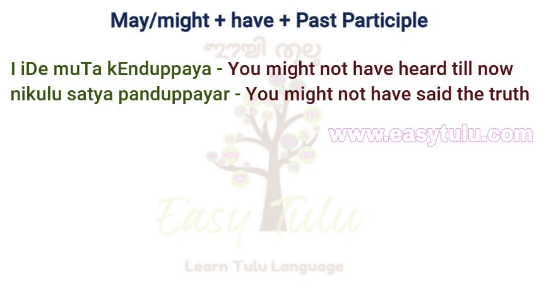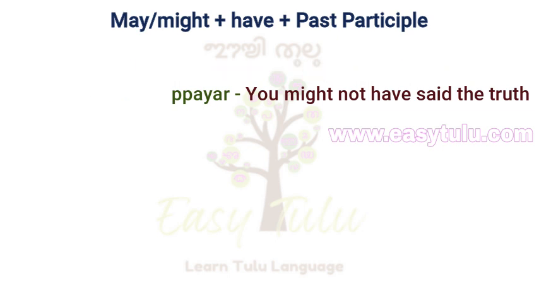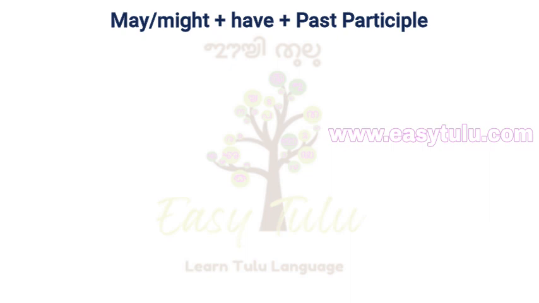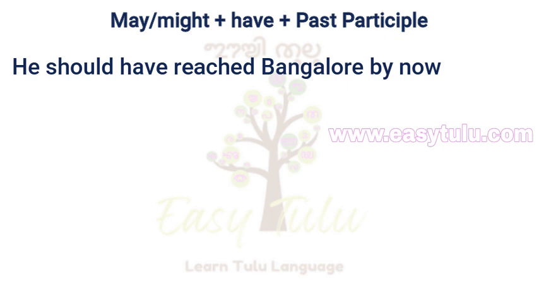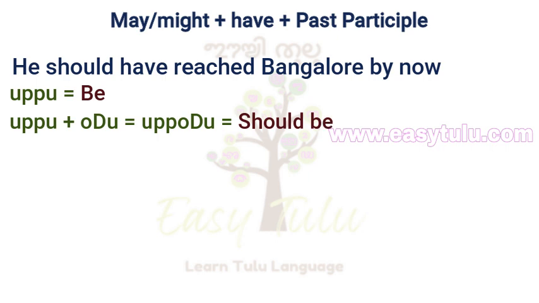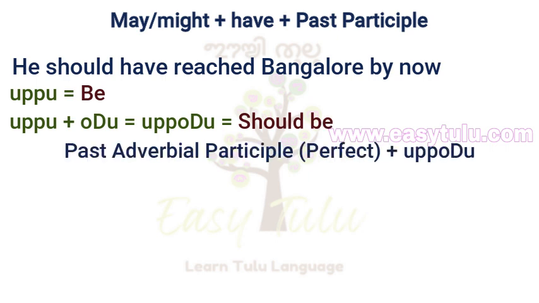In English, we can also use the should have plus past participle structure to express more certainty while guessing about events that might have happened. For example, he should have reached Bangalore by now. Here we are guessing that he reached Bangalore and we are certain about it. In Tulu, we have a slightly different form to express certainty while guessing about events that might have happened. The auxiliary verb uppu is used with the potential mood suffix odu instead of uncertain future tense. Past adverbial participle plus uppodu.